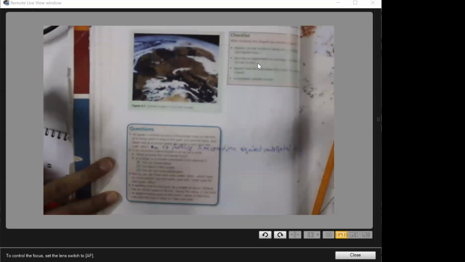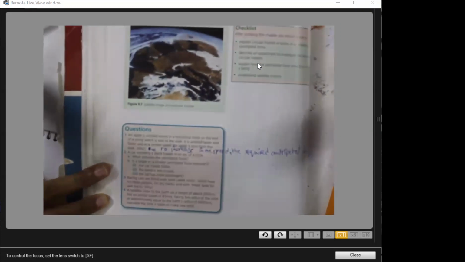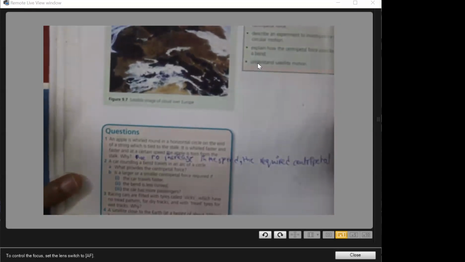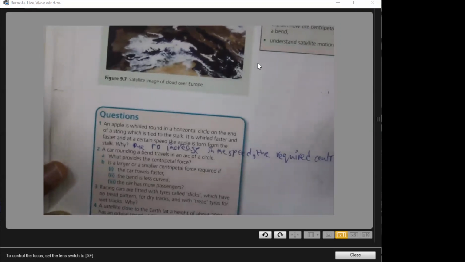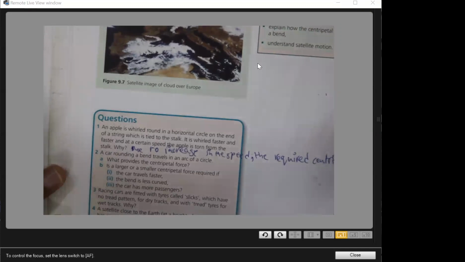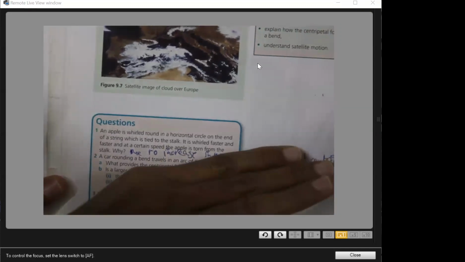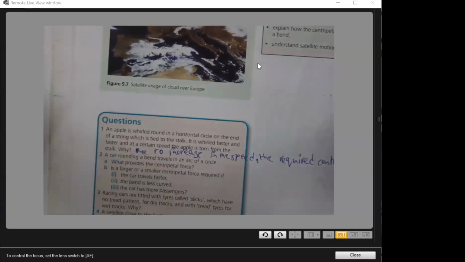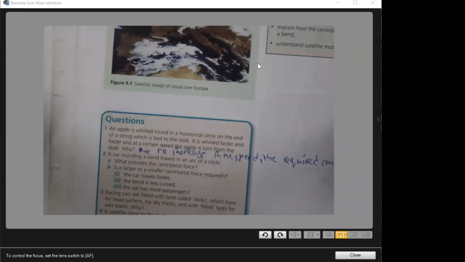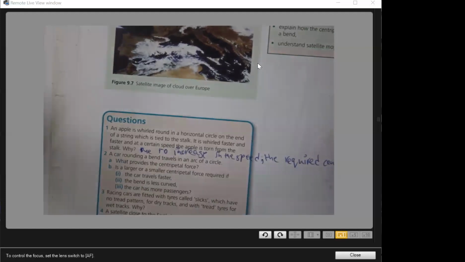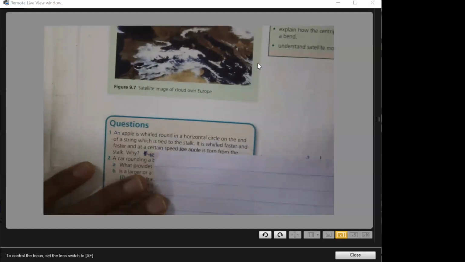Okay, let's discuss the questions real quick. They're easy. An apple is whirled round in a horizontal circle on the end of a string which is tied to the stalk. It is whirled faster and faster, and at a certain speed, the apple is torn from the stalk. Why?